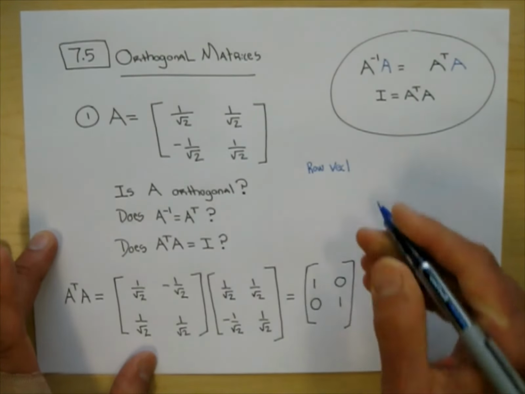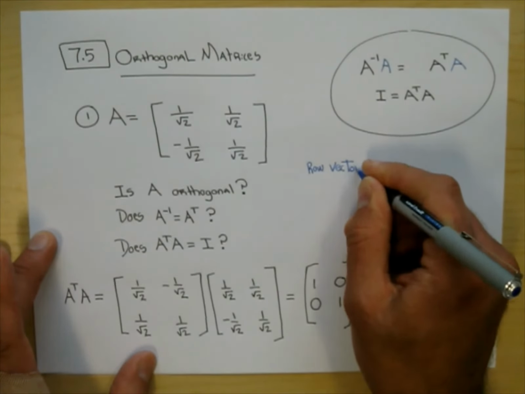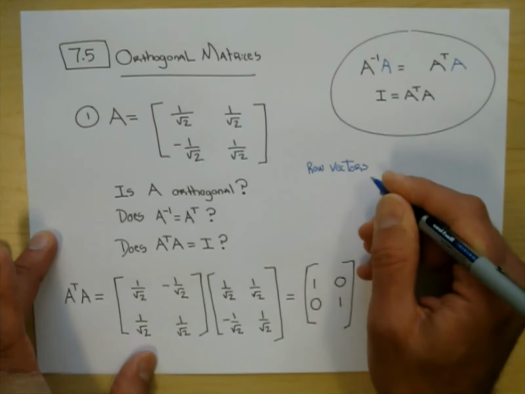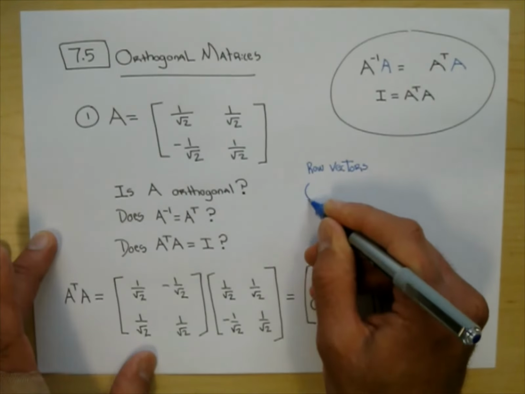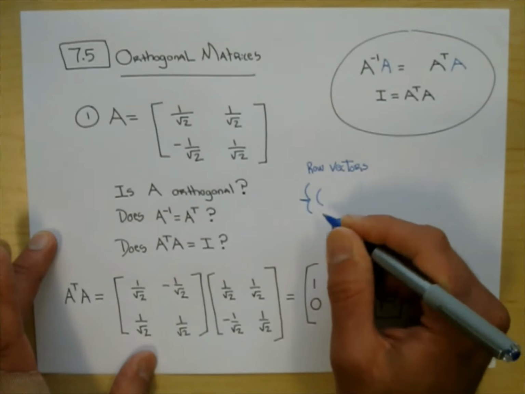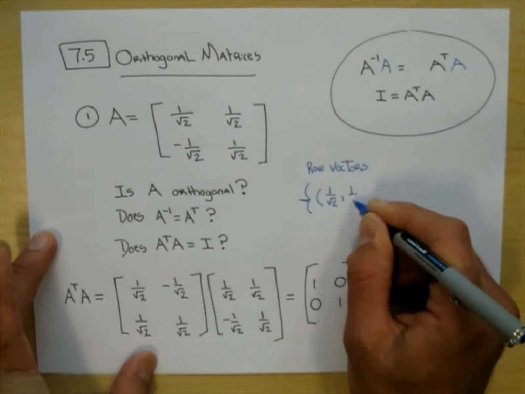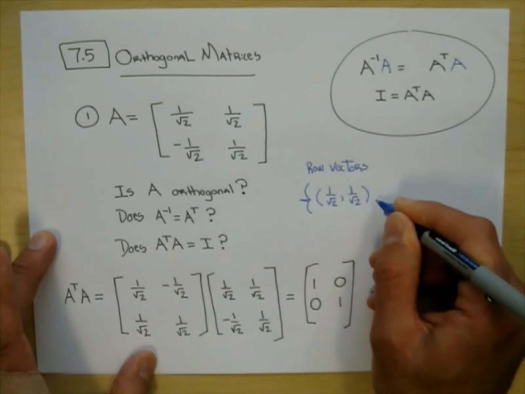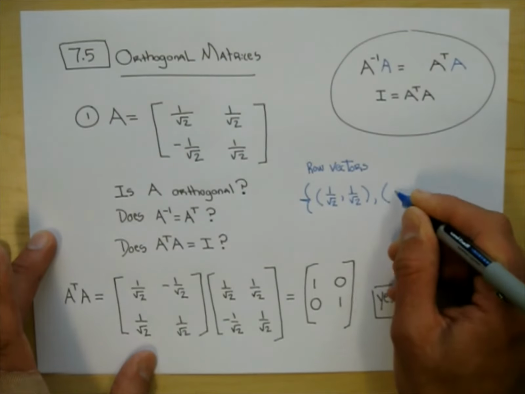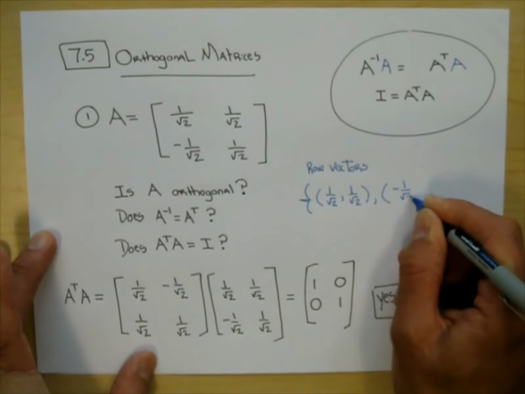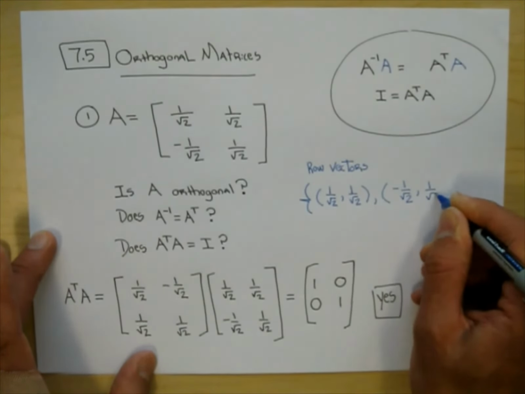So we're done with this problem, by the way. We're just investigating this theorem. The row vectors happen to be this. I'll write them like the ordered pairs. 1 over root 2, 1 over root 2. And then negative 1 over root 2, 1 over root 2.